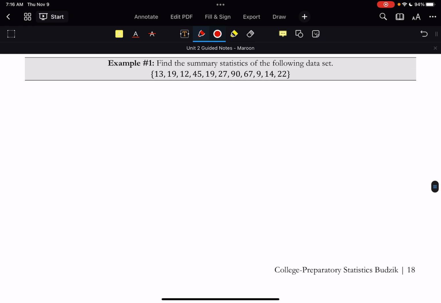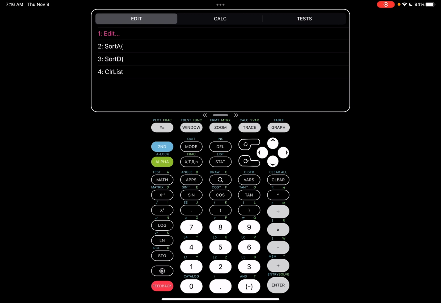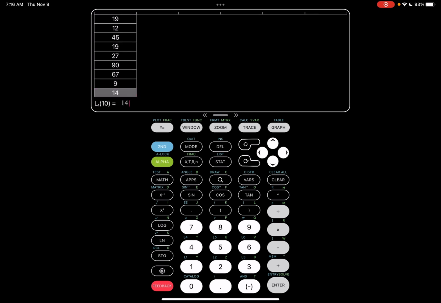So I have these data points and I want to find the summary stats of this set. A little refresher on how to do this: go over to stat. I'm going to click the stat button and hit enter on edit, and type in the data values that I have. So I have 13, enter, 19, 12, 45, 19, 27, 90, 67, 9, 14, and 22. Okay, so I've input all of my data values into my list.